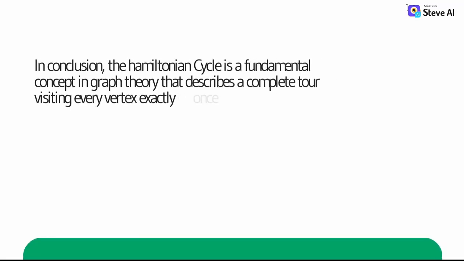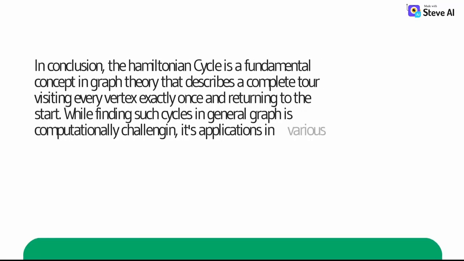Conclusion: the Hamiltonian cycle is a fundamental concept in graph theory that describes a complete tour visiting every vertex exactly once and returning to the start. While finding such cycles in general graphs is computationally challenging, its applications in various fields highlight its significance.